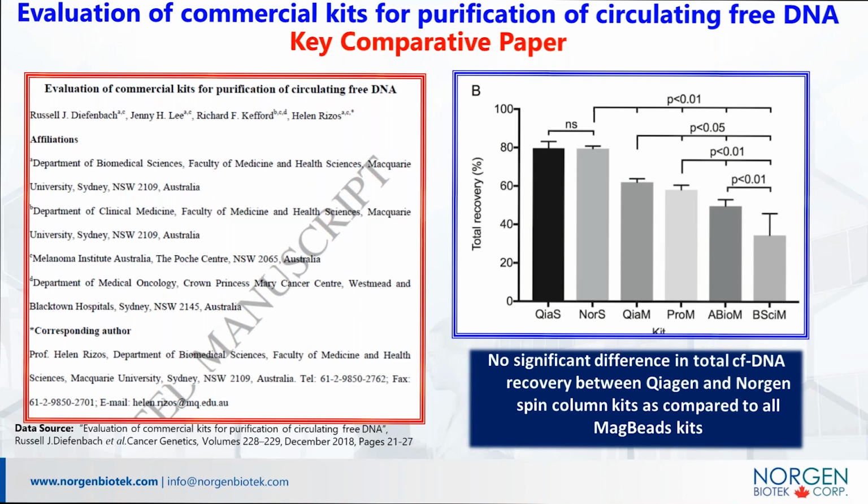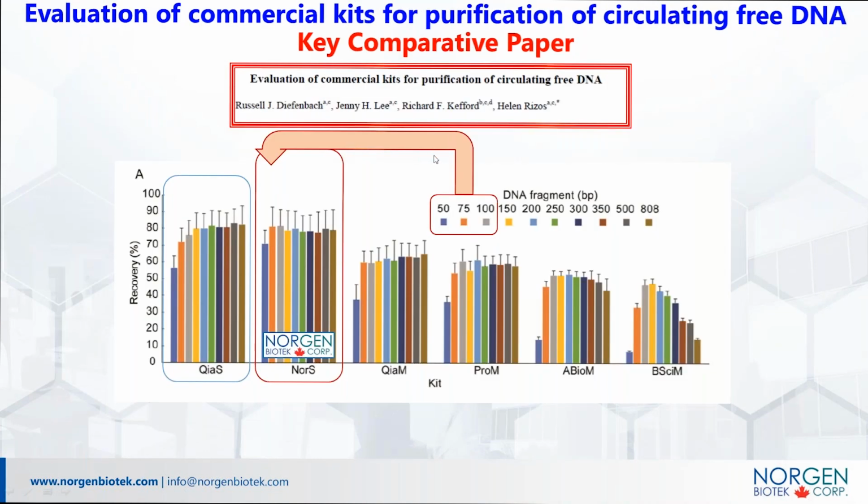cell-free DNA. Collectively, for the recovery of all sizes, the difference between the spin column formats, Norgen or QIAGEN, was not significant, but the spin column formats, Norgen or QIAGEN, were significantly better than any of the magnetic bead-based isolation. But when you compare these two, that was not clearly explained in the publication, but I'm going to show it to you.